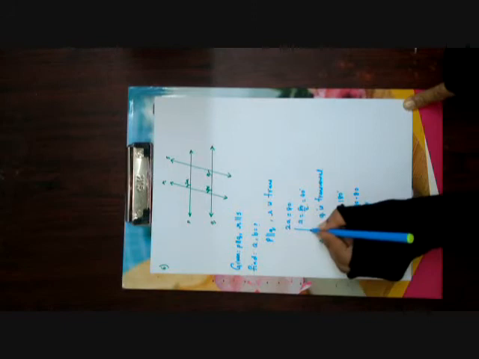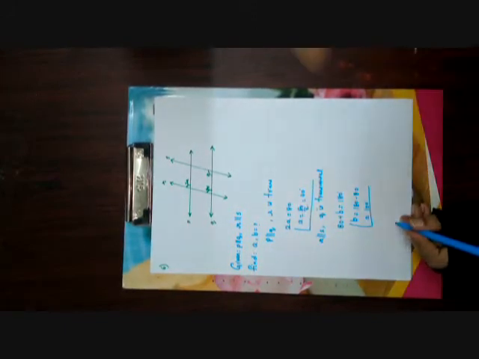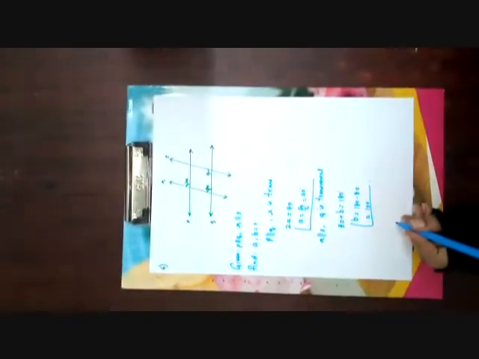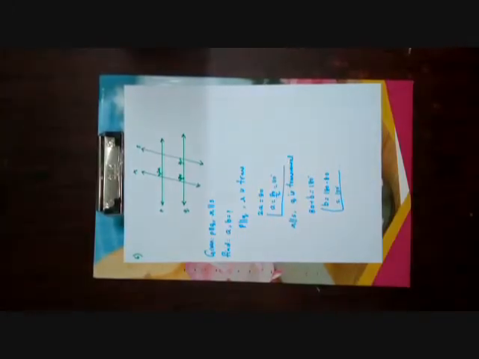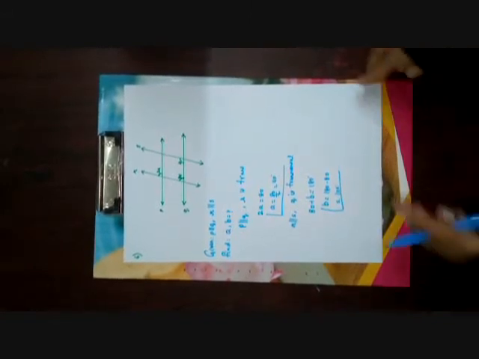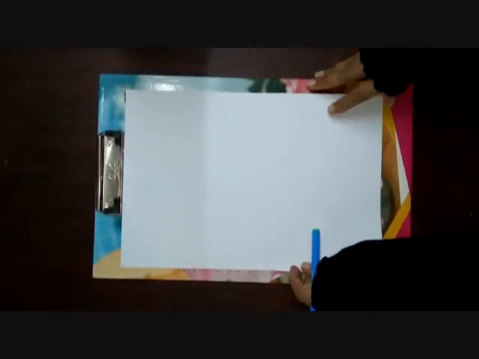We have found the value of A and the value of B. Is that clear, children? Let's move on to the next sum, the seventh one. In the figure given, A is parallel to B and C is parallel to D. Then name the angles that are congruent to. Very simple, children. You just have to say which angles are congruent to angle 1 and angle 2. Observe the figure carefully, children.